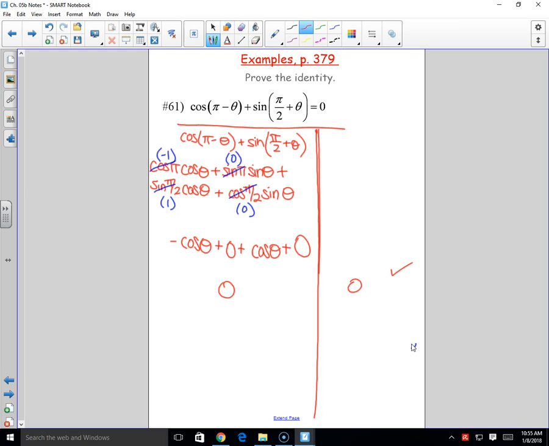Questions? How do we know it was a proof? It says prove, which means always true. Show me it's always true. If it says solve, it's only sometimes true. Find the angles. That works.